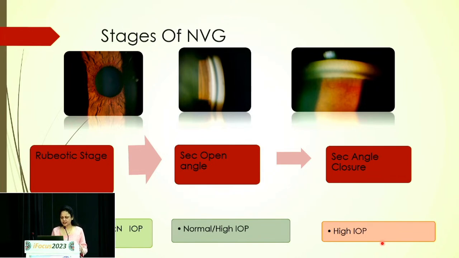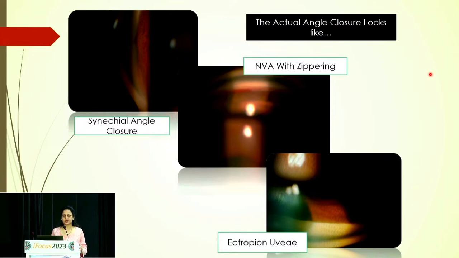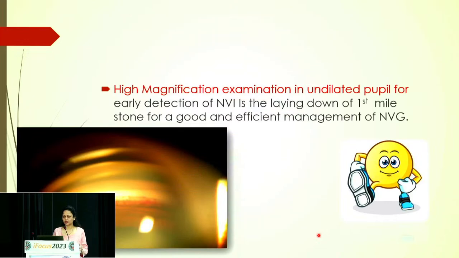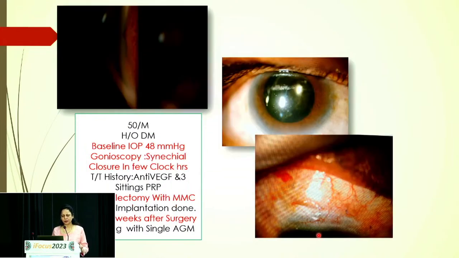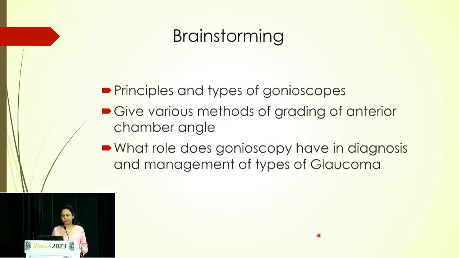These are the stages of NVG, and as you can see, if you intervene at the rubeotic stage or a secondary open angle stage, you don't need to go for valves or cyclophotocoagulation. This is the pattern it follows. See how gradually there is synechiae, then NVAs which are zippering, and finally the angle is closed down with ectropion uvea. So my take would be that high magnification should be done. As I said, when the angle is open in neovascular glaucoma, even medical treatment or a simple trabeculectomy can help you a lot.